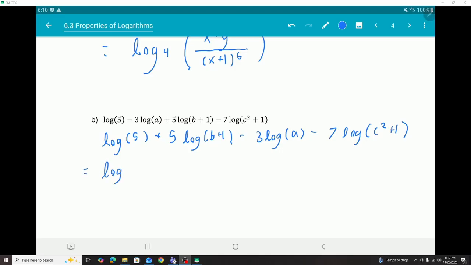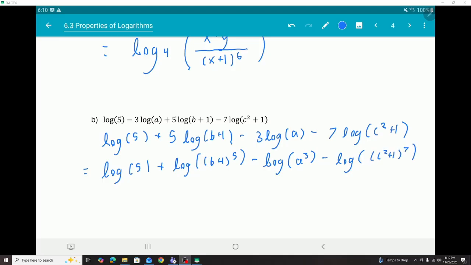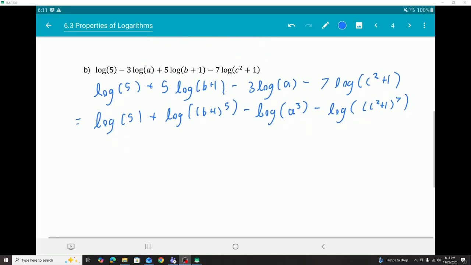First, let's deal with these powers. I can only use log rules if there's no numbers in front of the log. So this is log of b plus 1 to the power 5 minus log of a cubed minus log of c squared plus 1 to the 7th. So now we're in great shape. We have no numbers in front of the log. We can apply log rules.